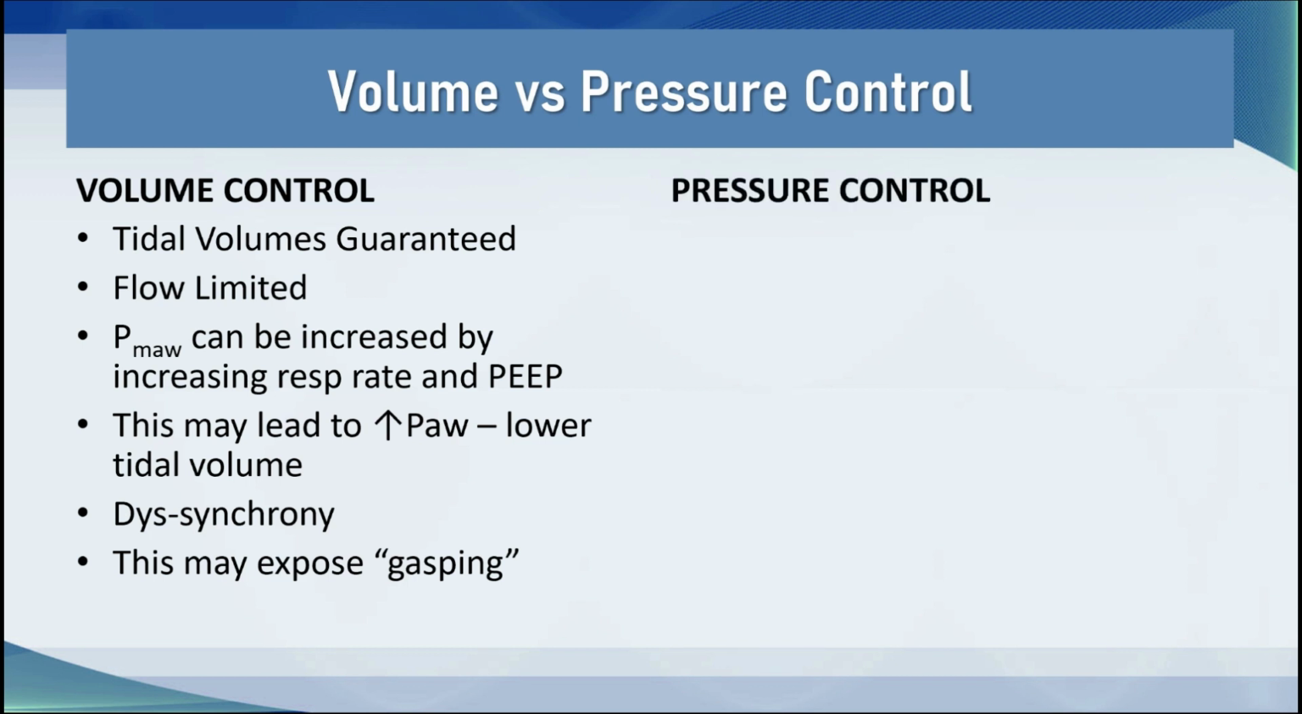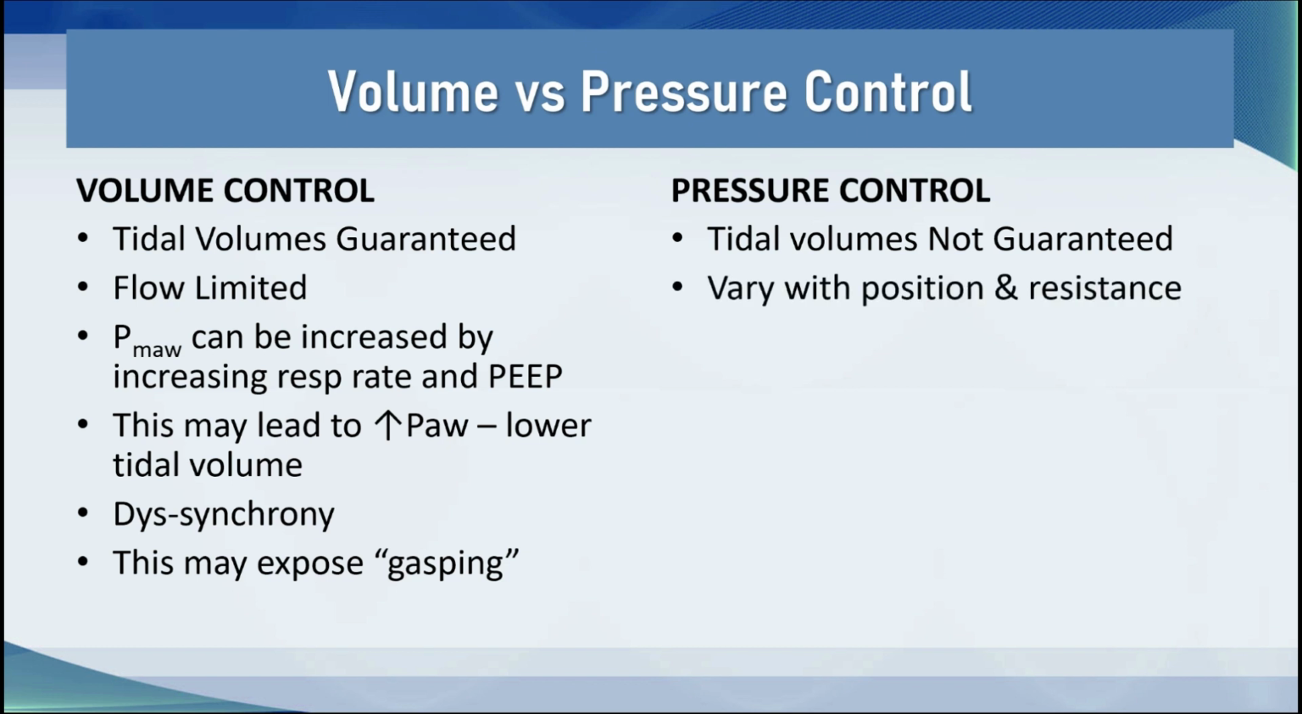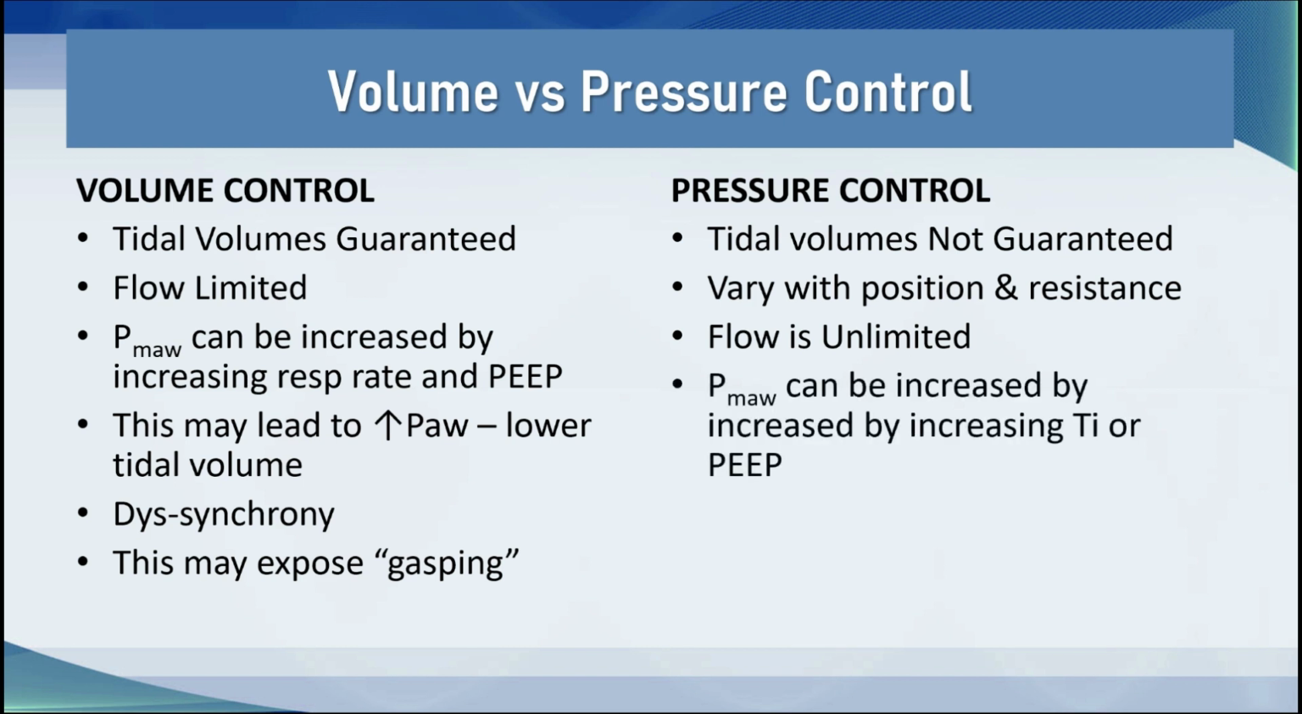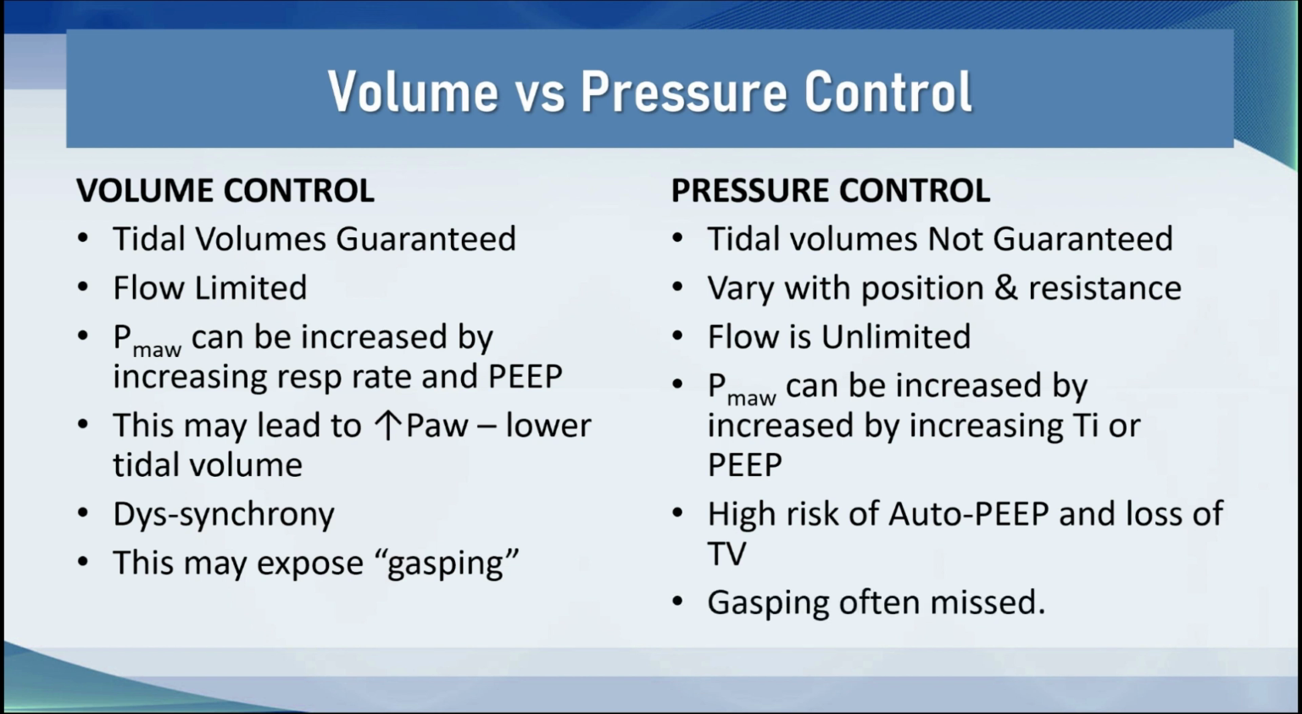Now, with pressure control, the tidal volumes are not guaranteed. They vary with pressure and resistance. Flow is unlimited, which is great if the patient is breathing, but that leads to problems with gasping. The mean airway pressure can really only be increased by increasing the inspiratory time or the PEEP, because increasing the respiratory rate causes auto-PEEP and a loss of tidal volume. And also the gasping problem is often missed.